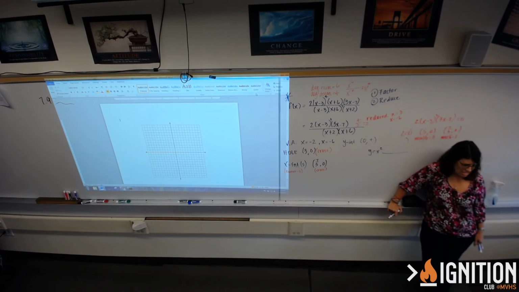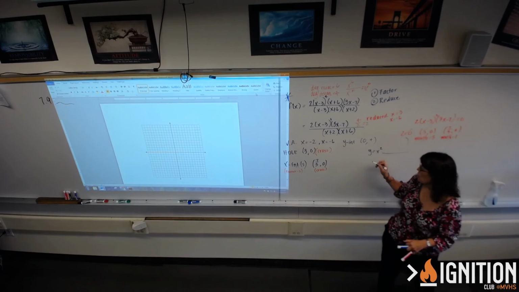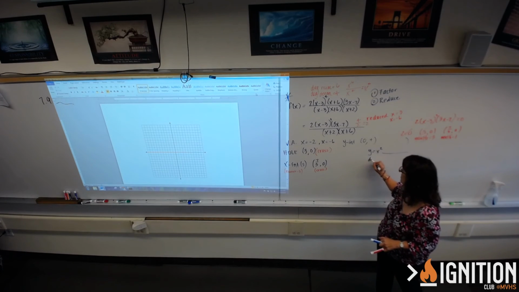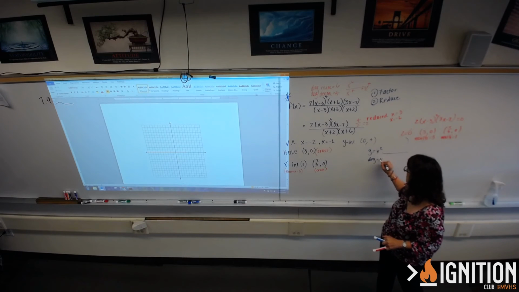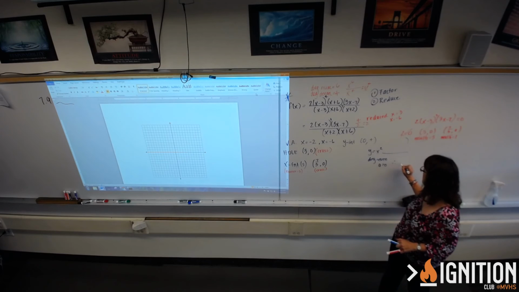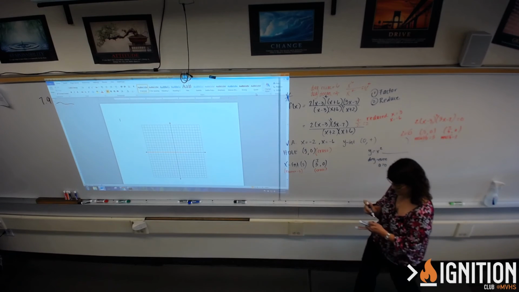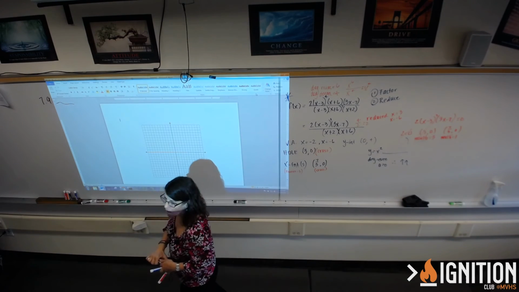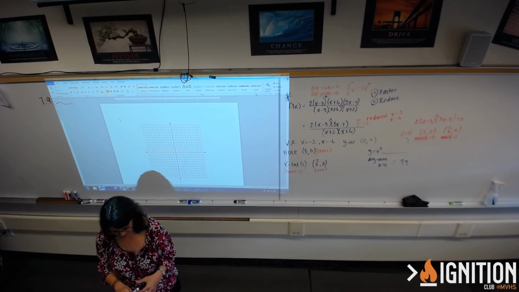That's a parabola. So this is a parabola. So overall, the degree is even. A is greater than 0. So this is end behavior. Up, up. Now we're going to graph this whole thing.